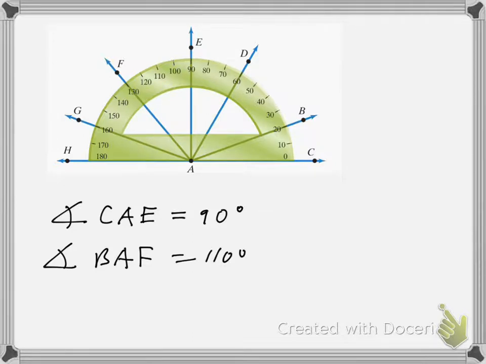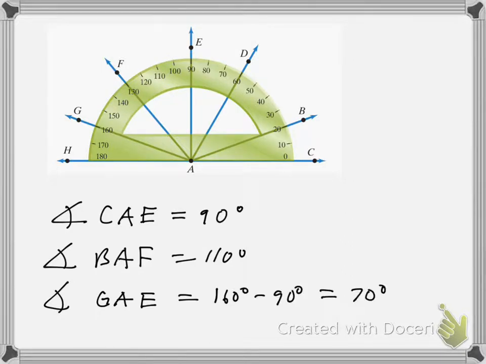Let's go to angle GAE. GAE is right here. That looks like it starts at 90 and goes to 160. So this would be 160 minus 90, which is 70 degrees. Okay, that's an example of how you might read a protractor.